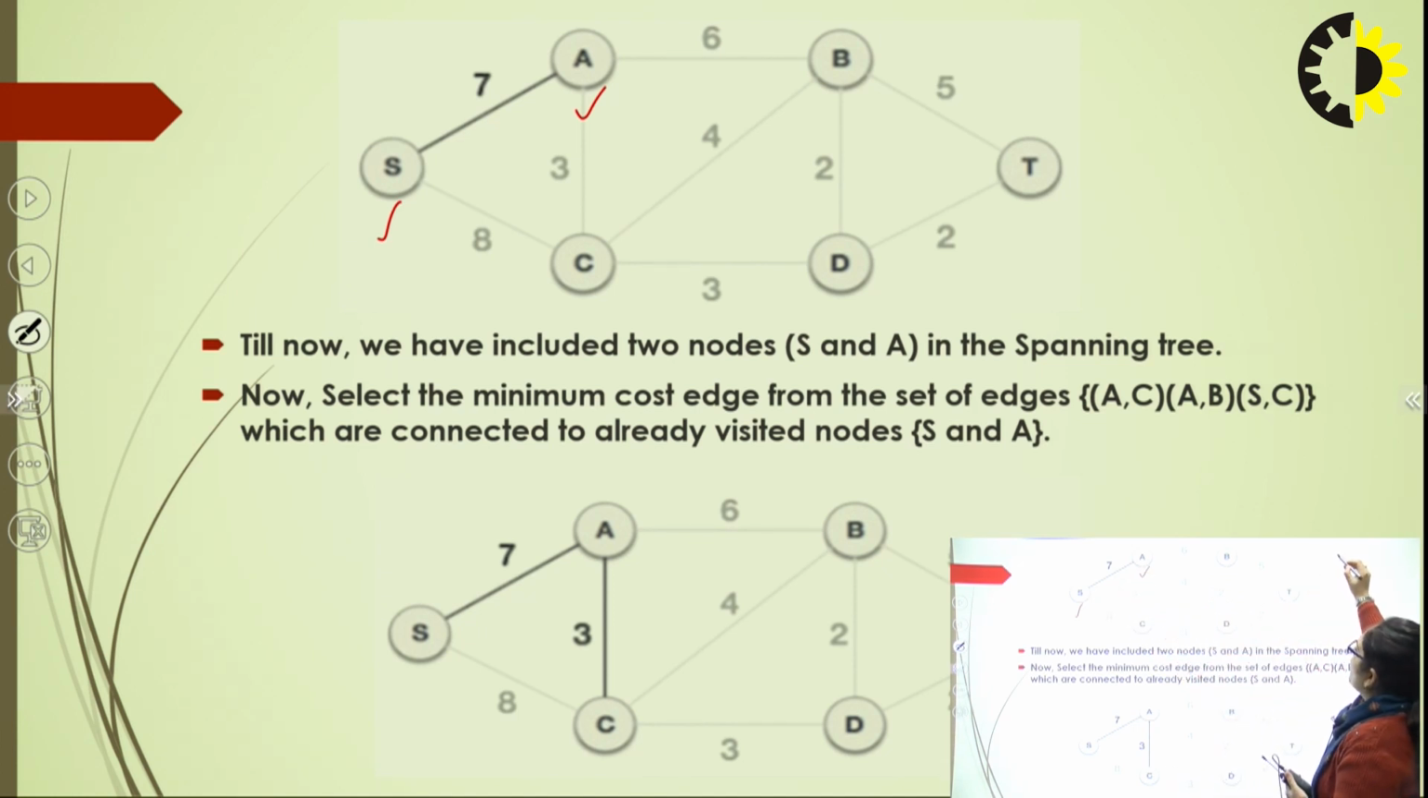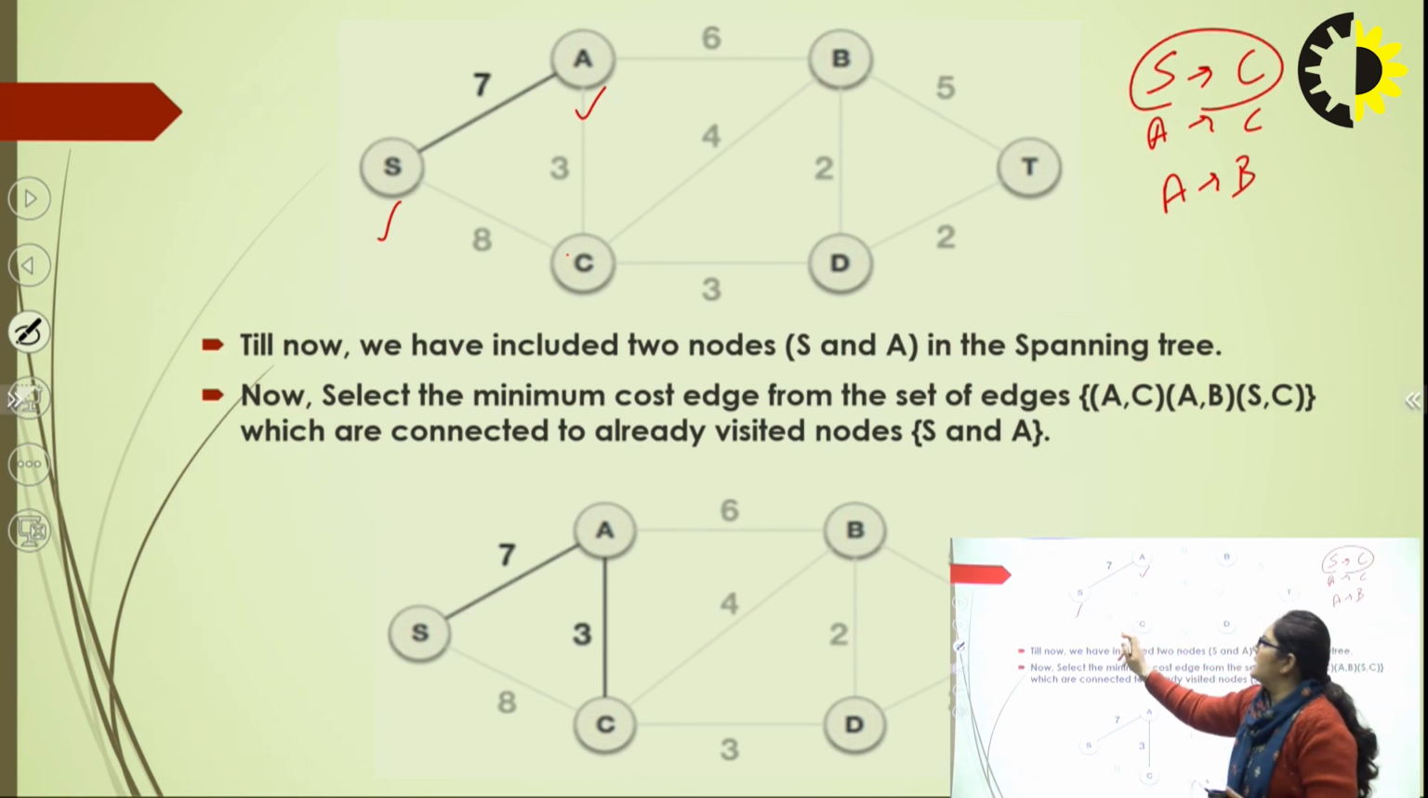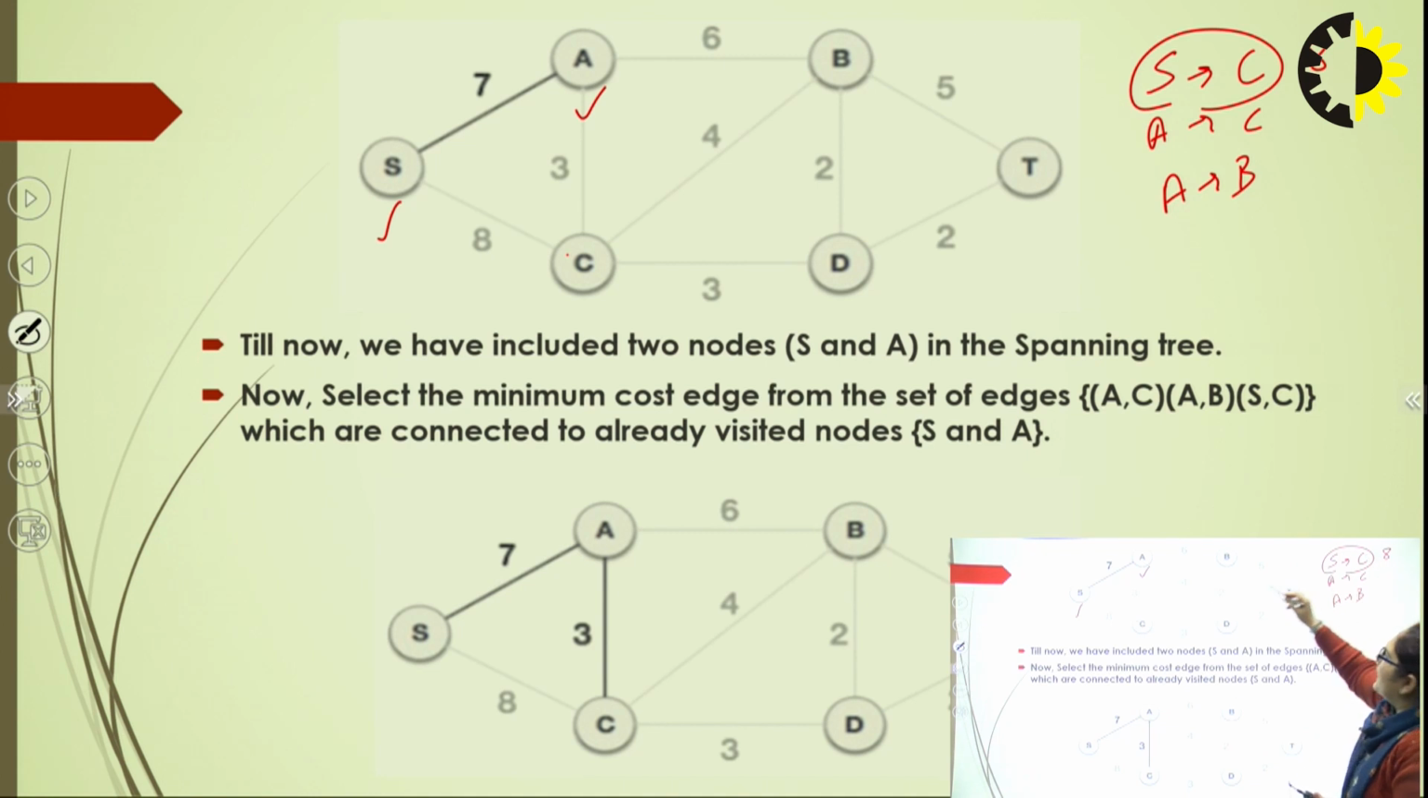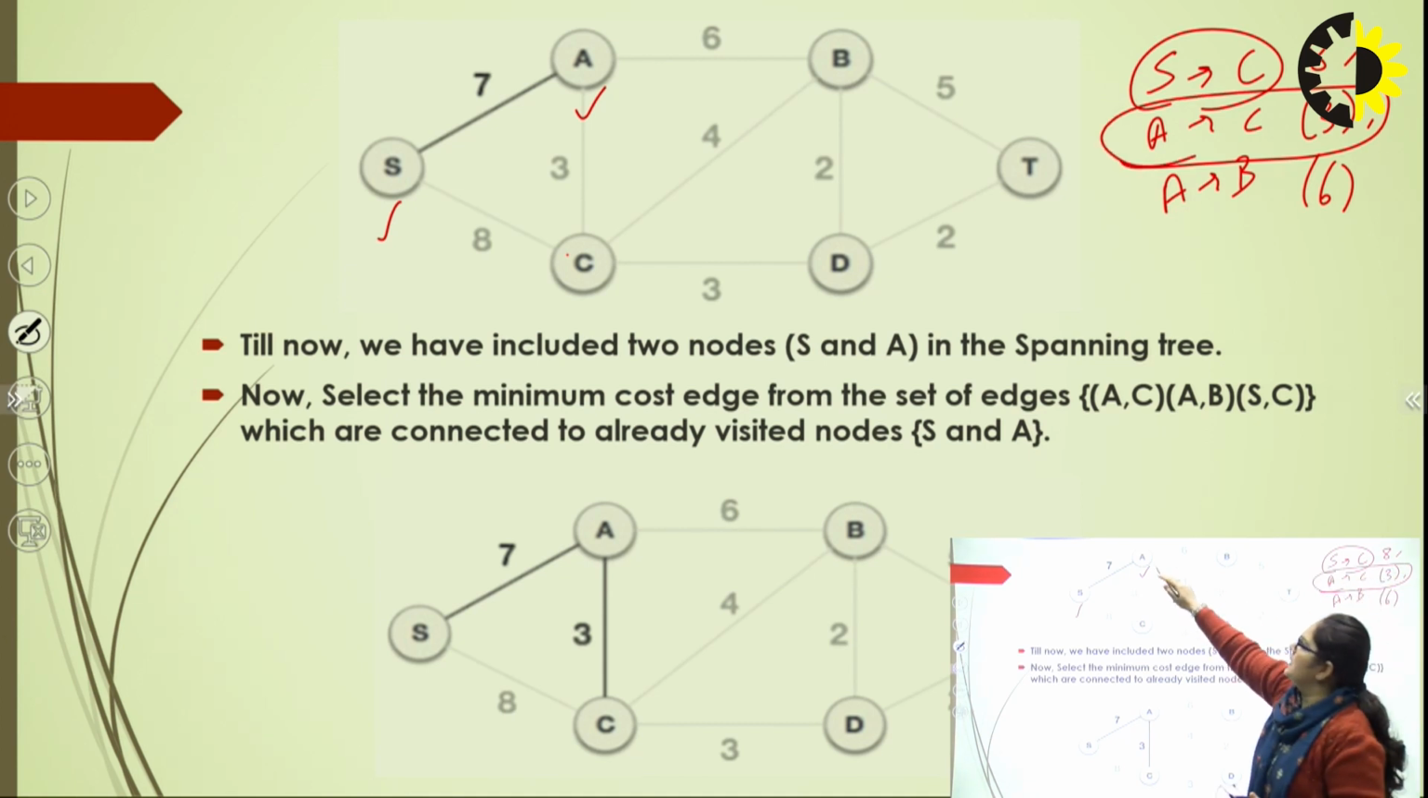From S, the outgoing edge is S to C, and from vertex A, we have outgoing edges A to C and also A to B. The edge SC has cost 8, edge AC has cost 3, and edge AB has cost 6. So in these three options, the minimum cost is A to C.